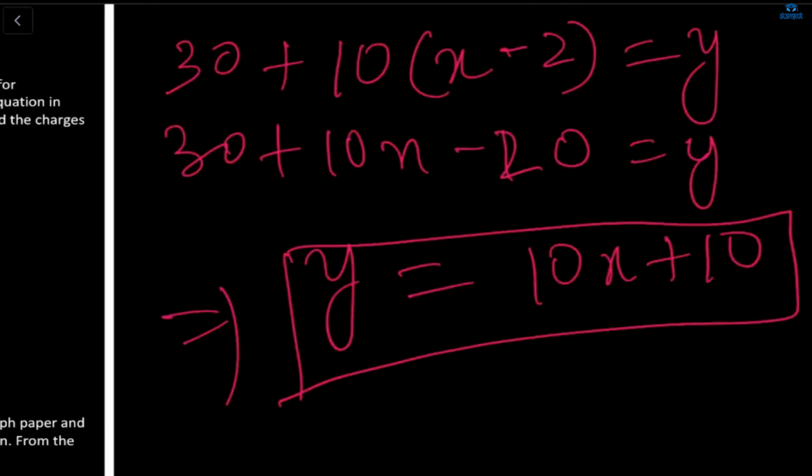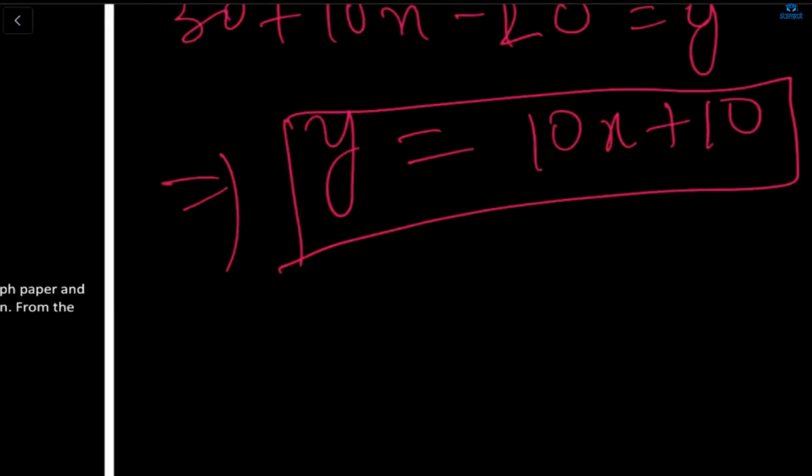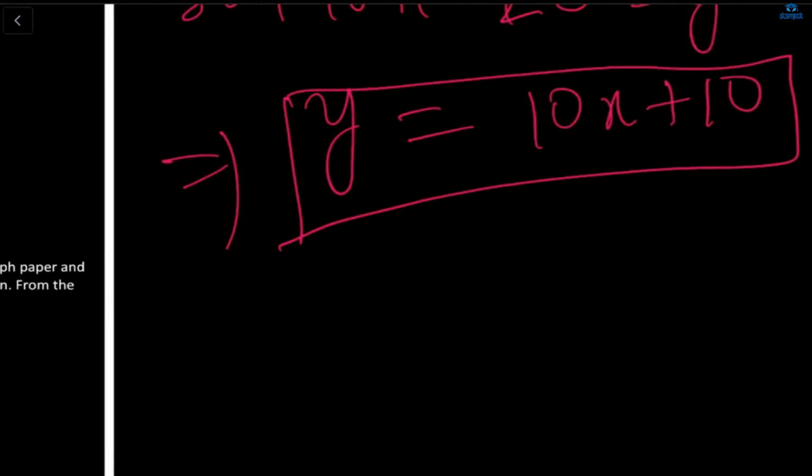Is the color visible, everybody? Okay. So we have got the equation. Now what is the second step? I think I have made the equation with respect to y only. So now what is our second step? We'll plot the points.